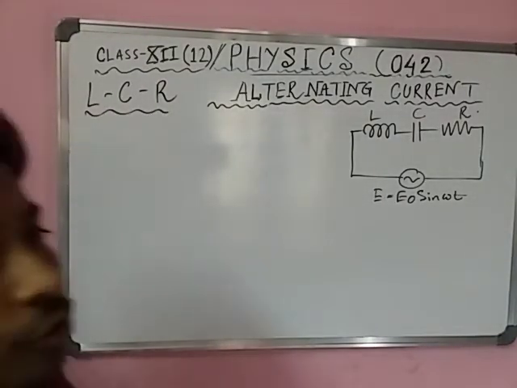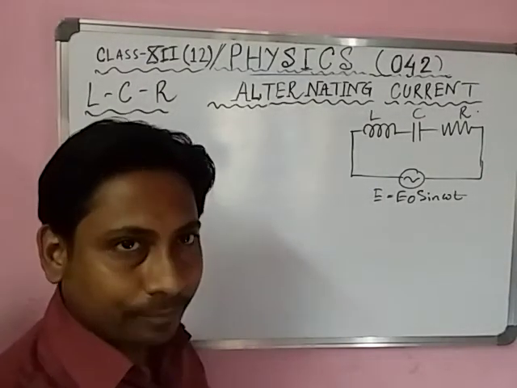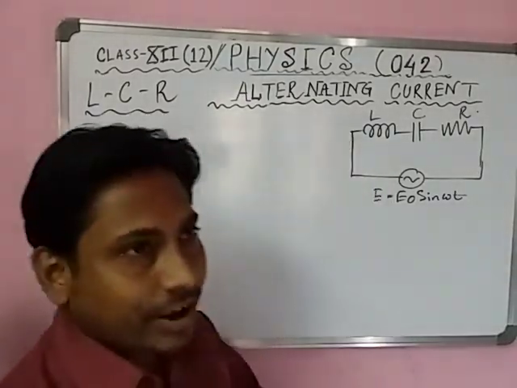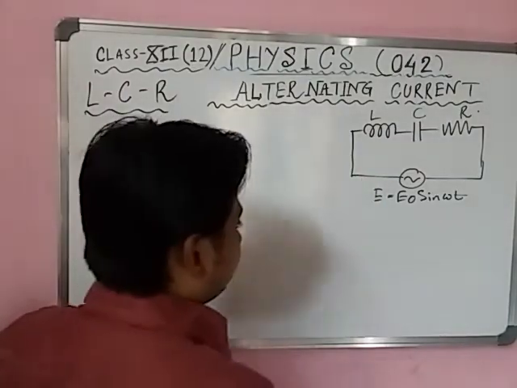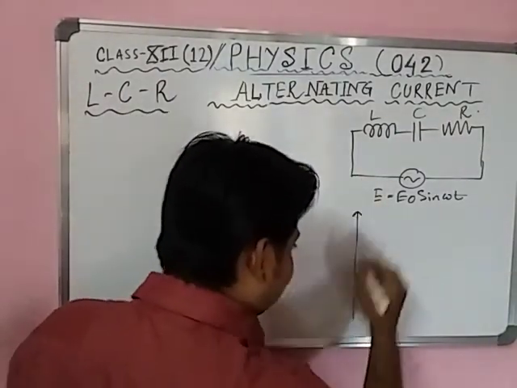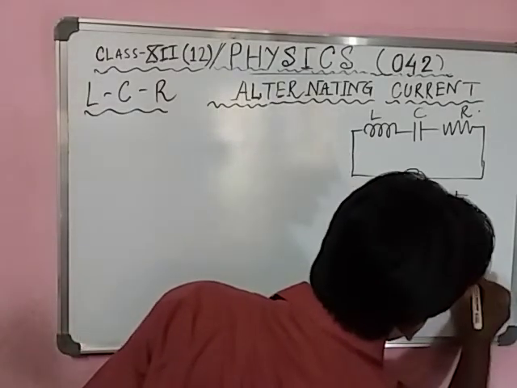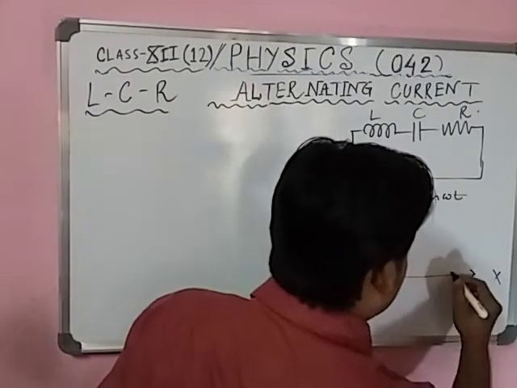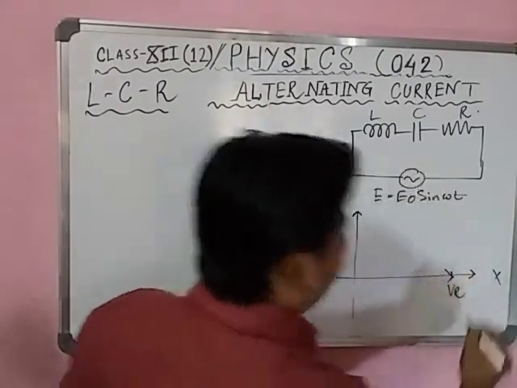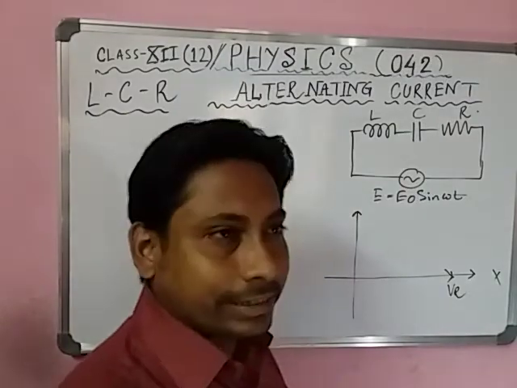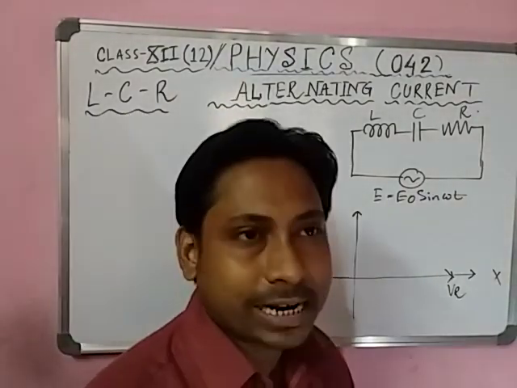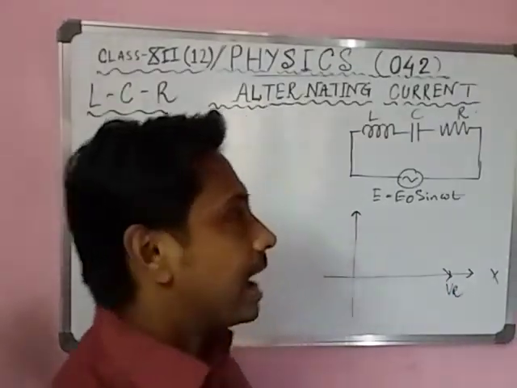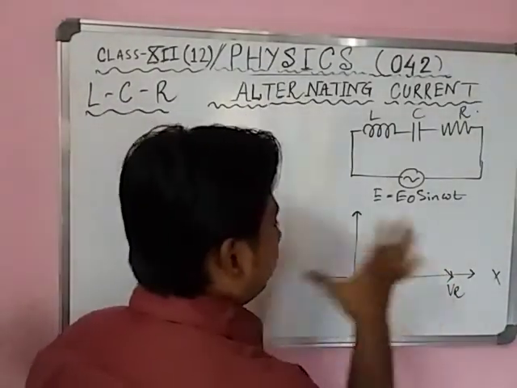Now first of all you have to draw the phasor diagram. You know about the phasor diagram, so let's draw the phasor diagram for LCR. Students, for this we draw the y axis and the x axis. Here I have plotted against the x axis VR, where current and voltage are in phase. When it is a pure resistive circuit, VR and I are in phase. So this is for VR.